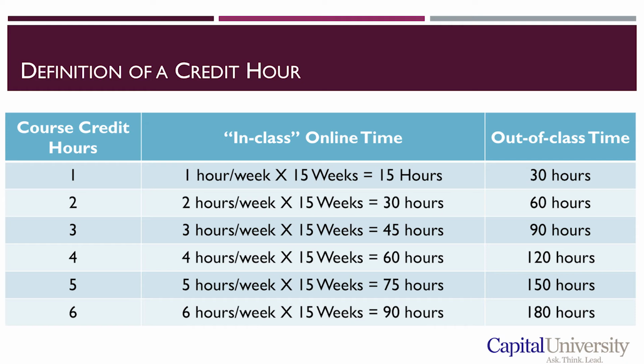So if you're designing a 1 credit hour class, that means you're going to, and this is for fully online, if it's hybrid, it's going to change, you're going to need 15 hours of online time plus 30 hours of out-of-class time. If it's a 3 credit hour class, you're going to have to figure out 45 hours of online instruction plus 90 hours of out-of-class instruction.